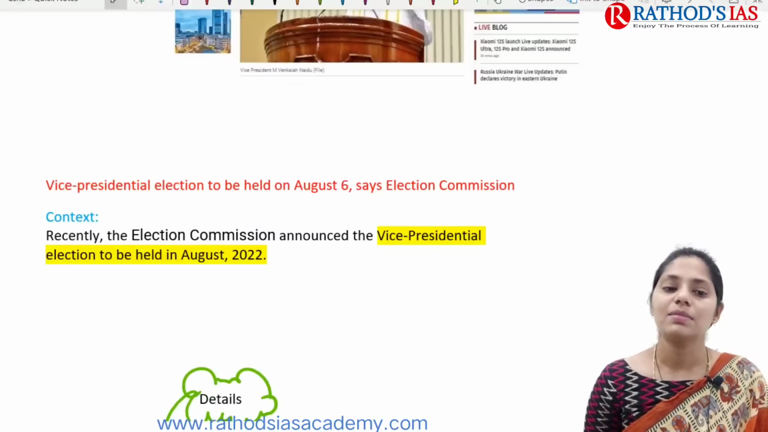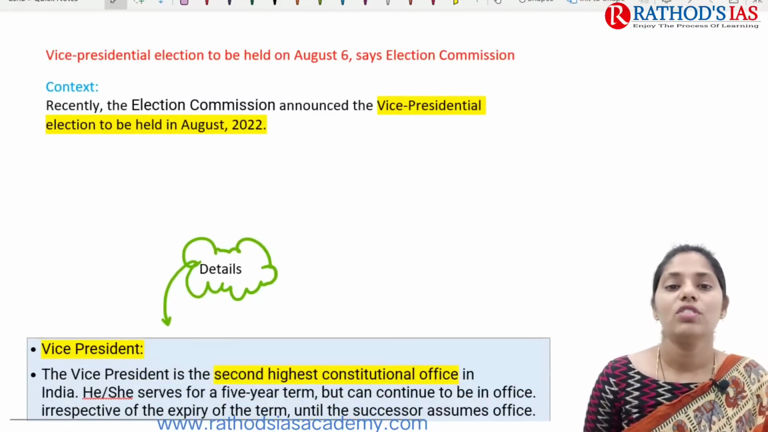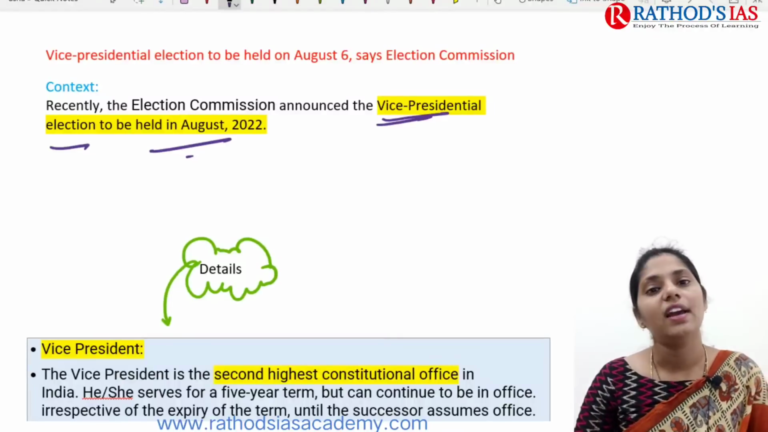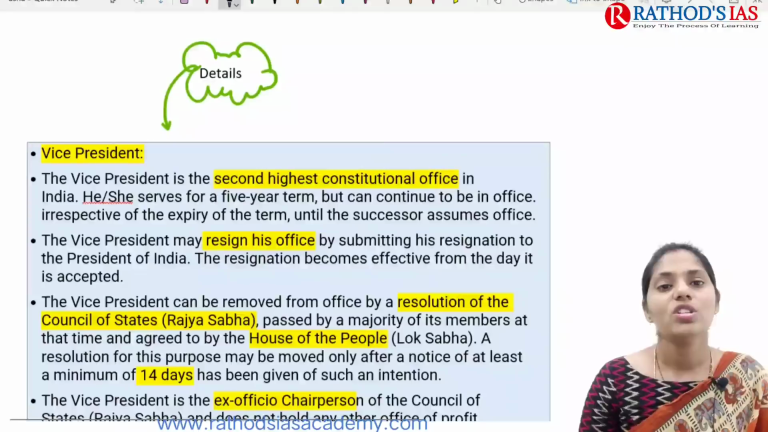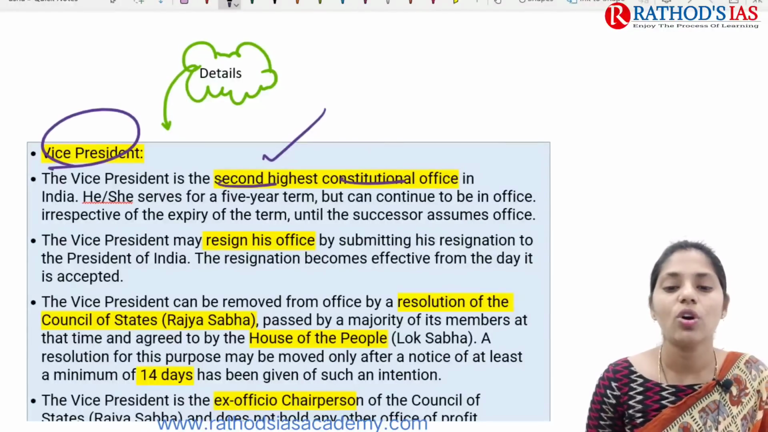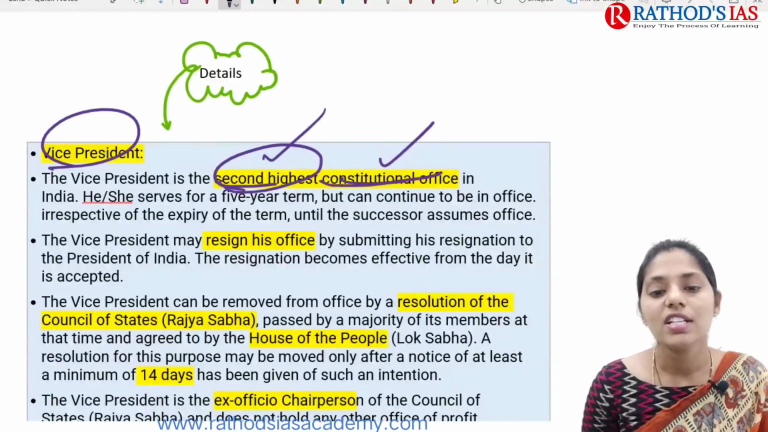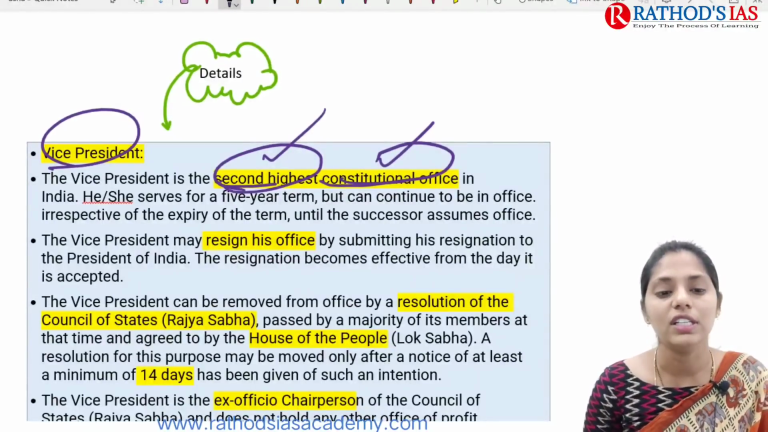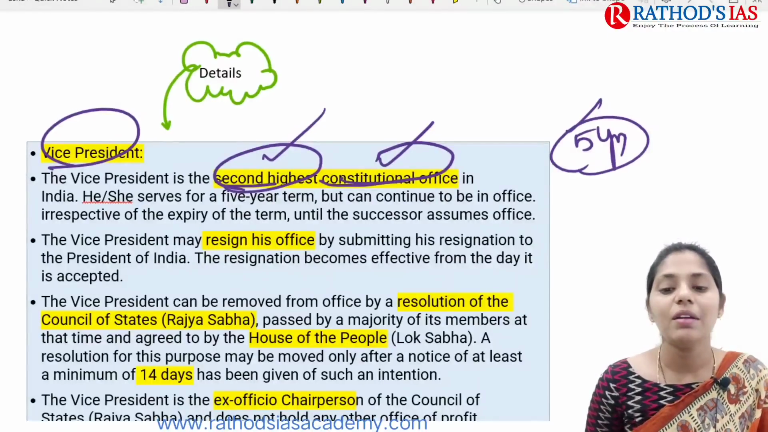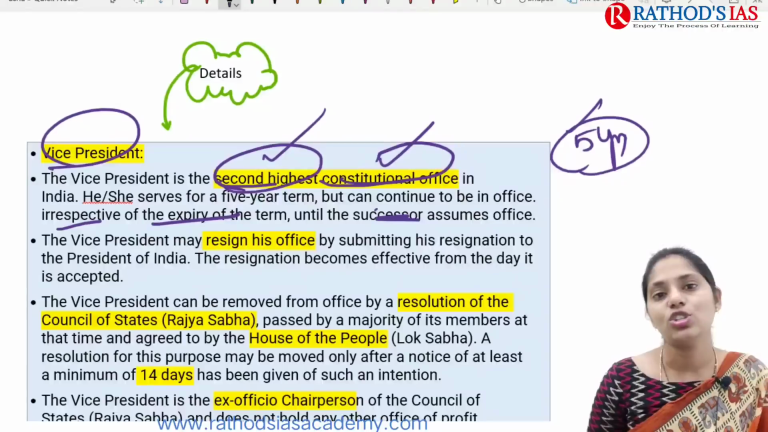If we talk about the context, it says that recently the Election Commission of India announced that the vice presidential elections are going to be held in August 2022. If we talk about details, the vice president is the second highest constitutional office, and it is one of the important constitutional offices in India. And if you talk about tenure, it is a 5-year tenure, and the vice president can continue to be in office irrespective of the expiry of the term until the successor assumes office.